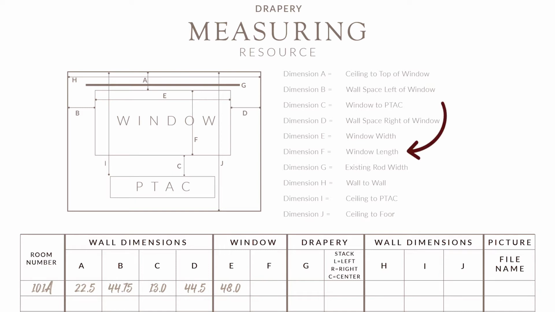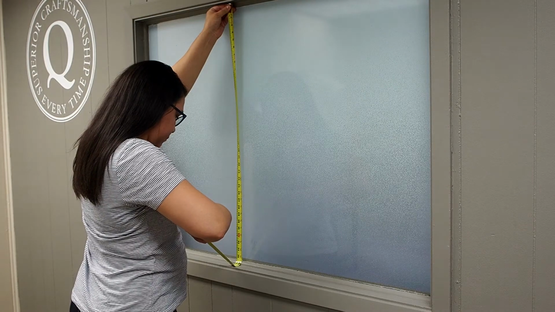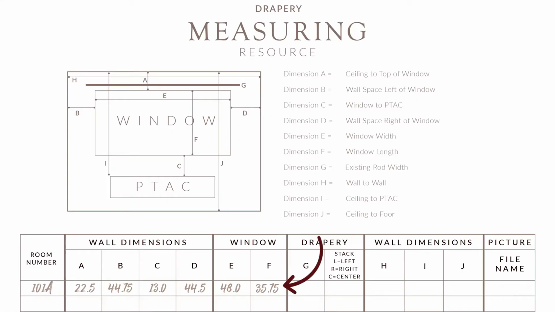For measuring window length, start your measuring tape at the top inside of the window and stop at the windowsill. Our measurement is 35 3/4 for this window.